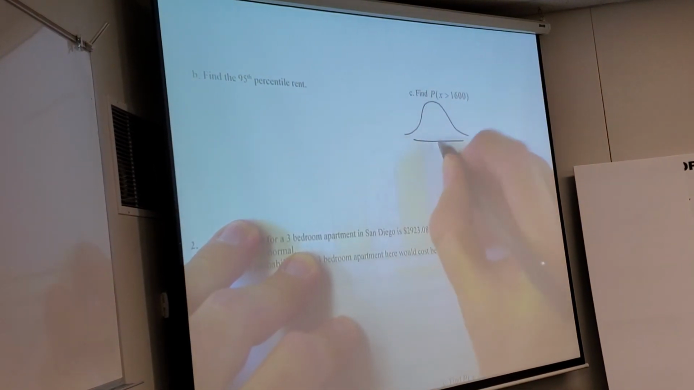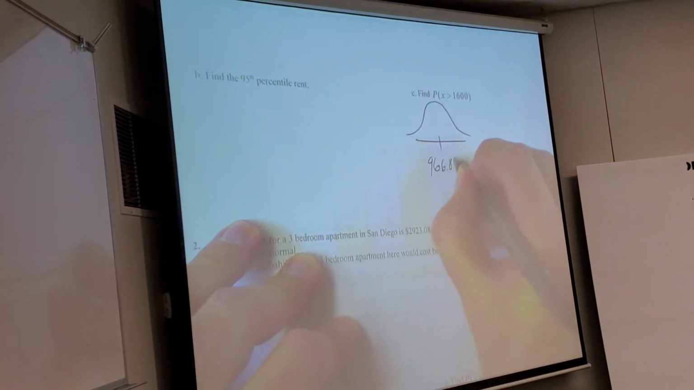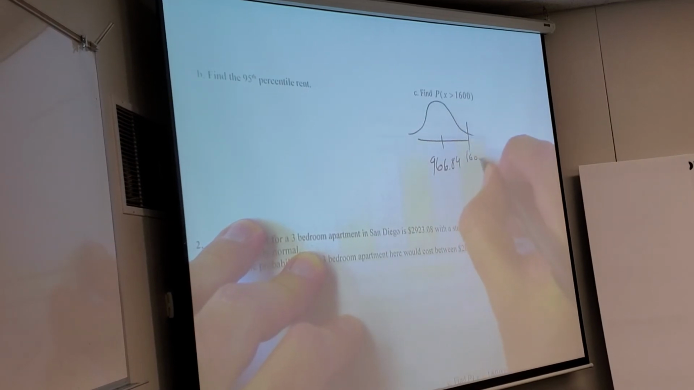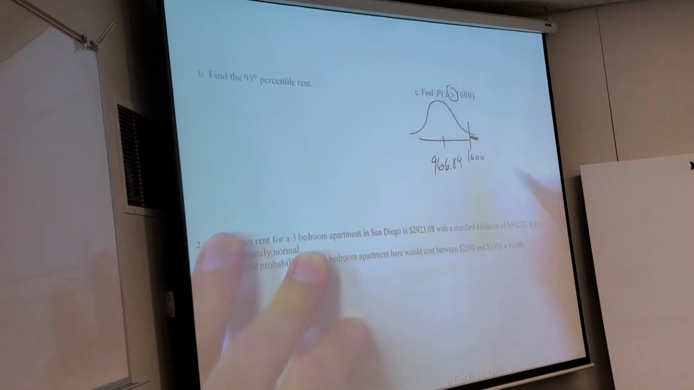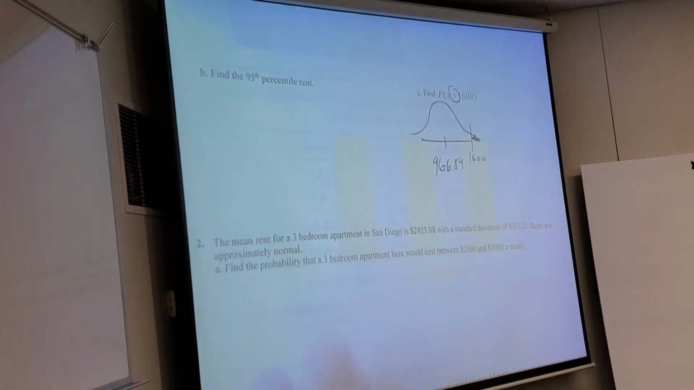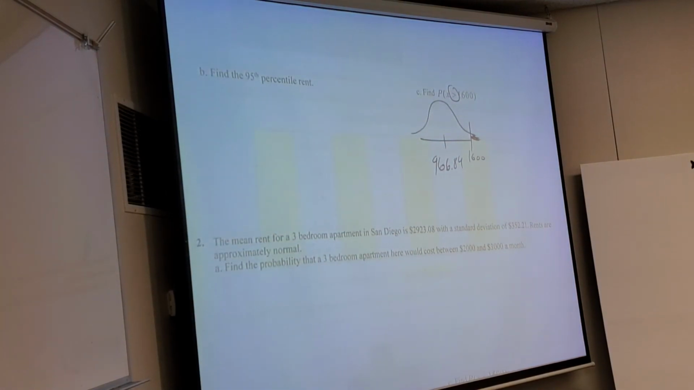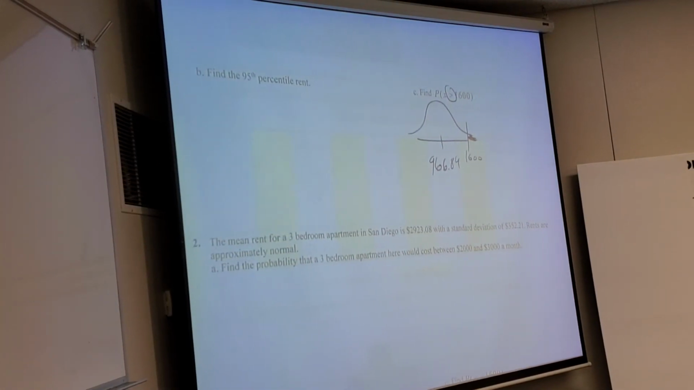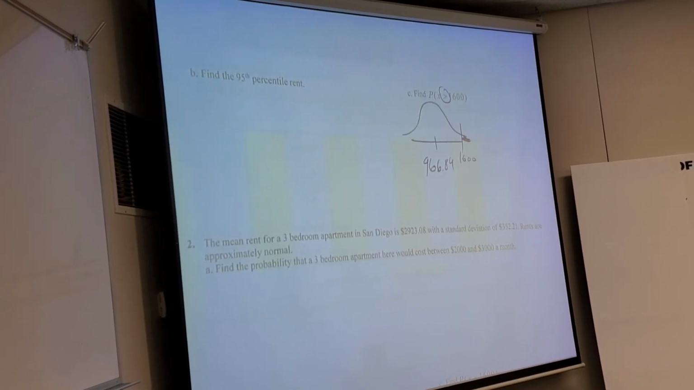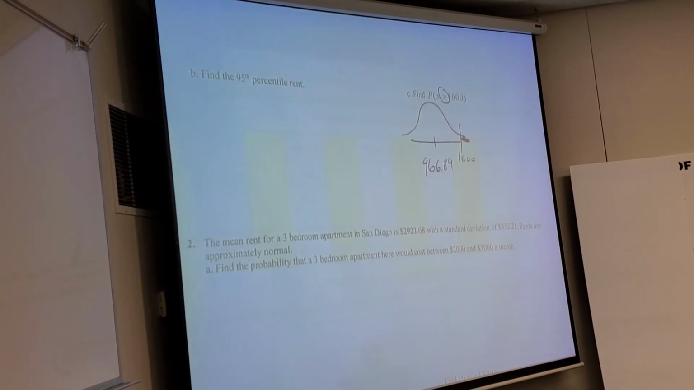So to do this one, 966 still in the middle. 1600's way the hell up there. I want probably more than that. So I know going in a couple things. The z-score should be positive. The answer should be very, very small, right? I love it when people try to tell me the answer is like 80-something%. 80%'s in that little tiny? No, that's no.